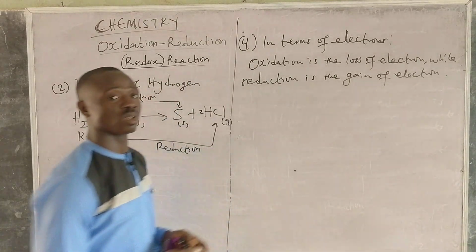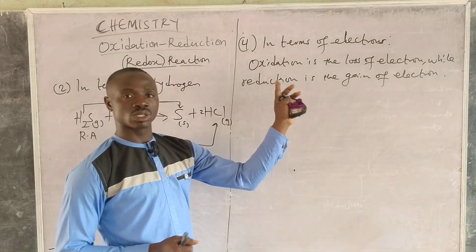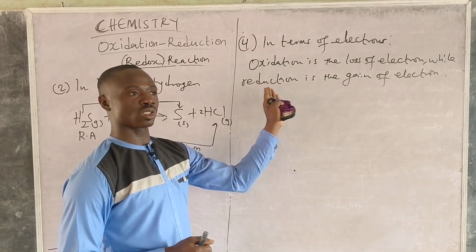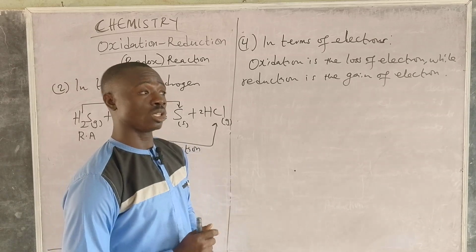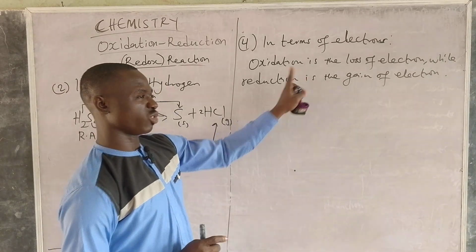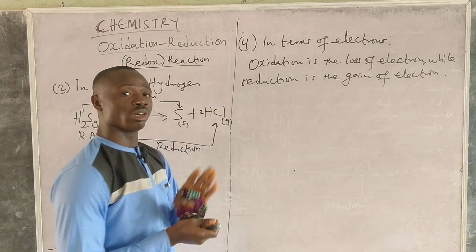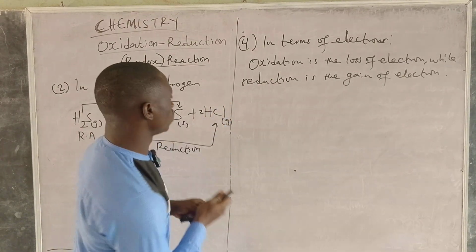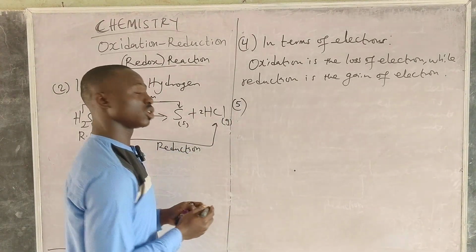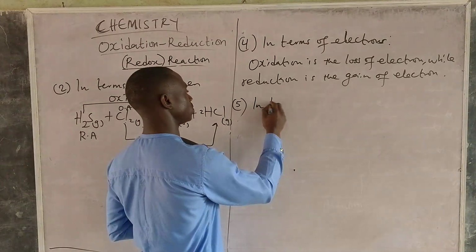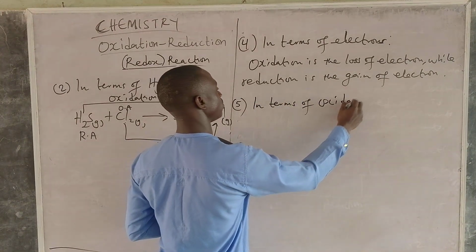Now, how will I be able to explain this well until I join it together with the last definition for oxidation reduction, which has to do with the changes in oxidation number. So I will not write an equation for this for now. I'm going to join the explanation of this one with the last one, the most accurate definition for oxidation reduction. That is in terms of oxidation number.